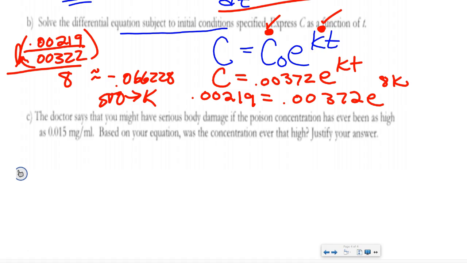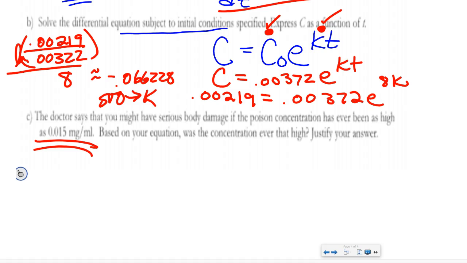So let's wrap this up. The doctor says that you're going to have serious body damage. You're going to grow an 11th finger, or your leg's going to, I don't know what's going to happen. Your hair's going to turn green, but serious body damage if the concentration was ever this high. So let's think about what that means.